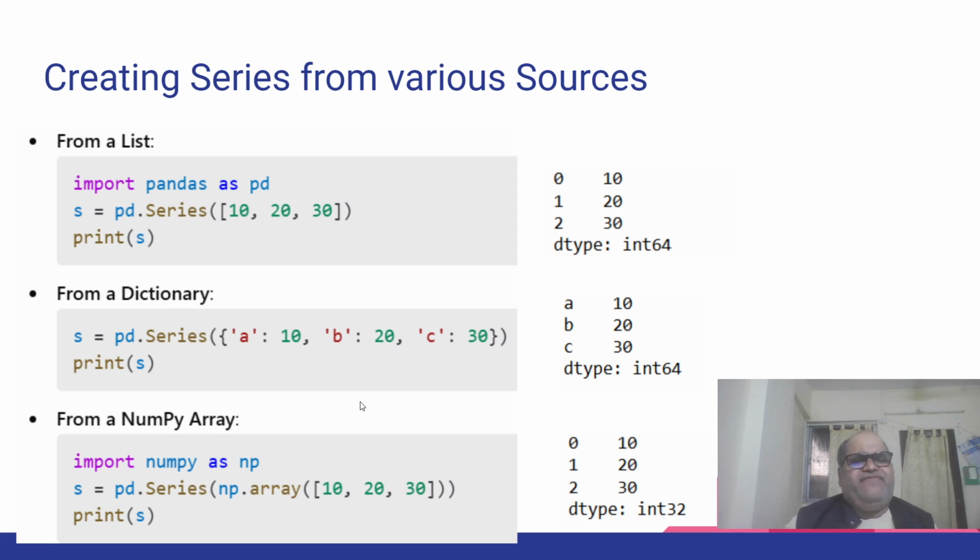So what we have done so far is we have introduced and given a formal definition of what Pandas Series are. Then we have looked at its create interface, where we have looked at three variations of it: from a list, from a dictionary, and from a numpy array.